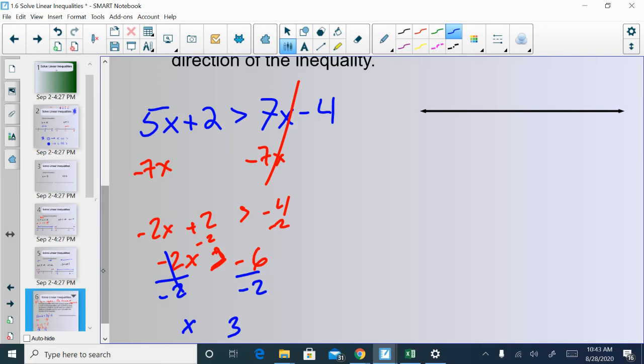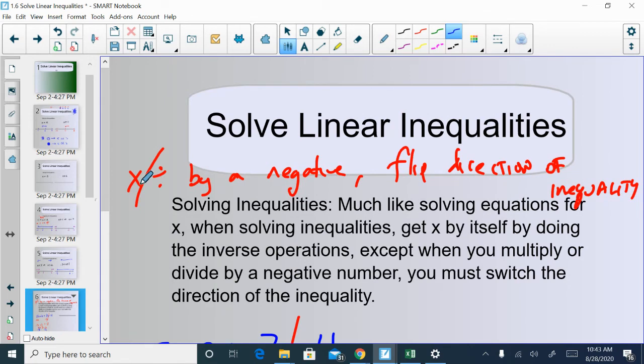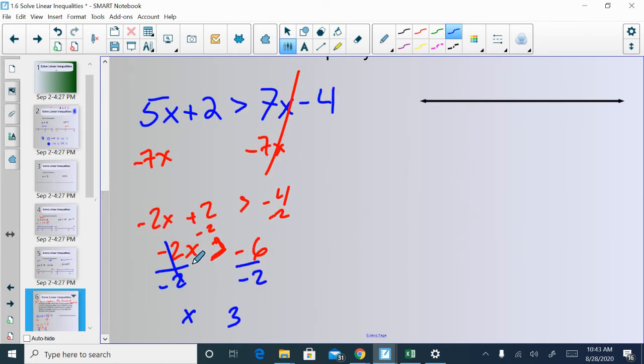So what I just said here is that anytime you multiply or divide both sides by a negative, you have to flip the direction of the inequality. So right here, we multiplied or divided by a negative, right? We divided both sides by negative 2. When we do that, we have to flip the direction of this inequality. It's a greater than sign now. I need to change that to a less than sign. That will be my simplified inequality.